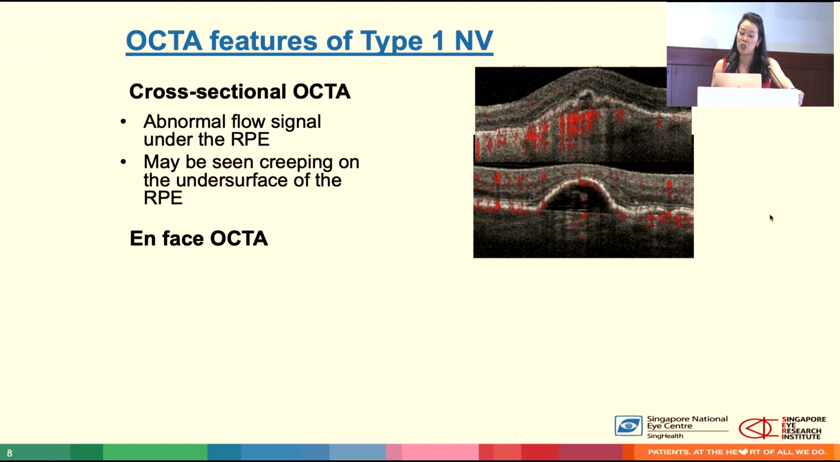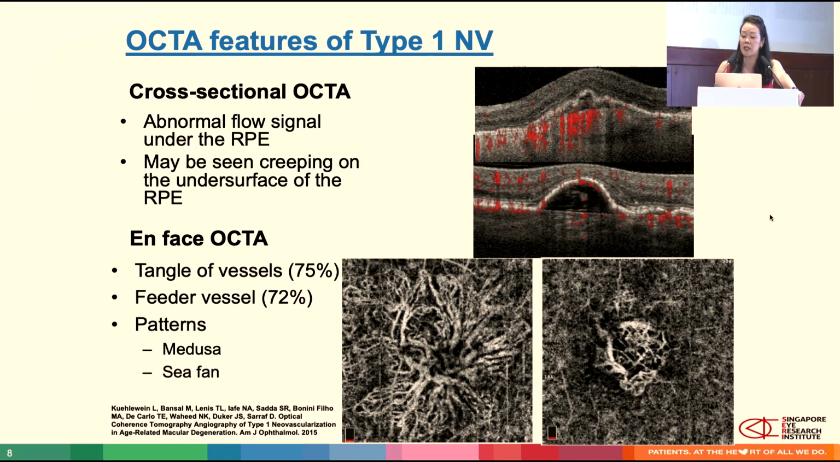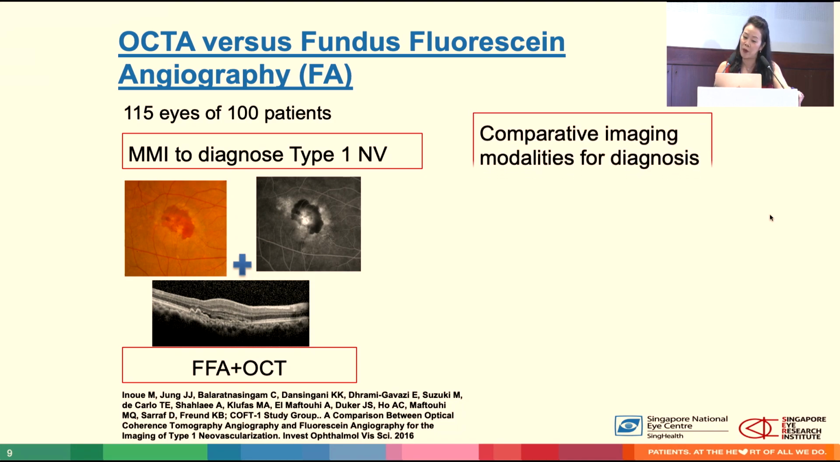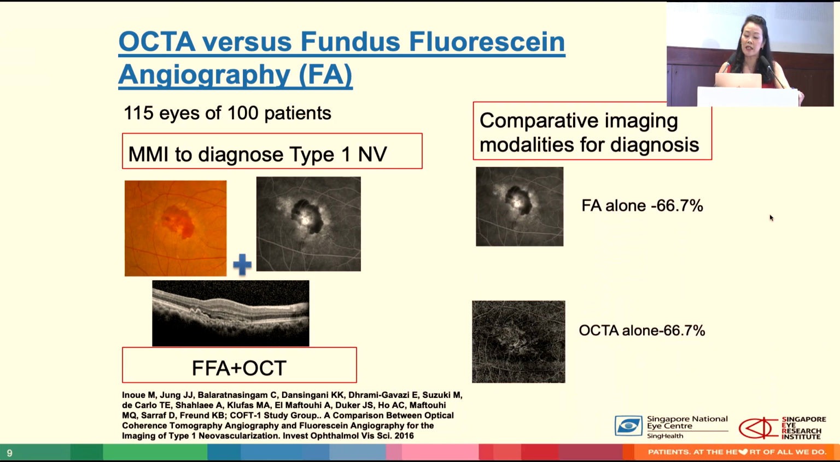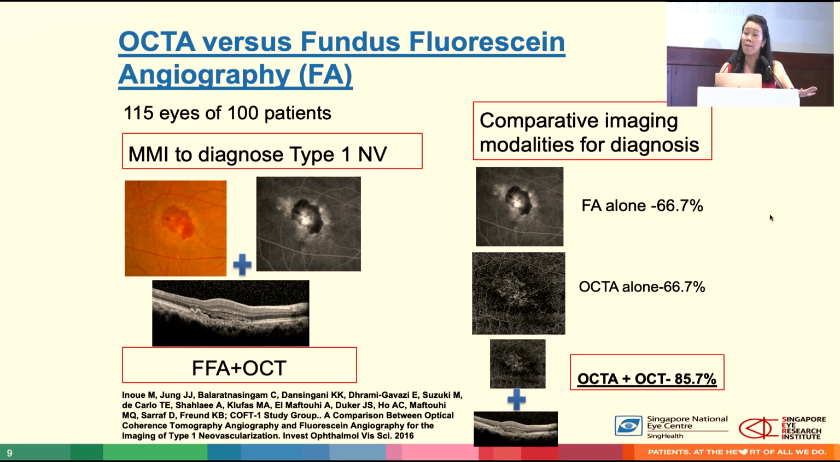So what are some of the features of type 1 neovascularization? Already, as mentioned by the previous authors, there are some patterns that you can notice, the Medusa and the C-fan pattern, and that has especially important implications for response to treatment. You can see in this study that I did when I was in the US in New York, when we compare the different modalities for detecting a type 1 neovascularization, if you combine OCTA and OCT, you got 85.7% detection compared to traditional multimodal imaging with fluorescein and OCT.